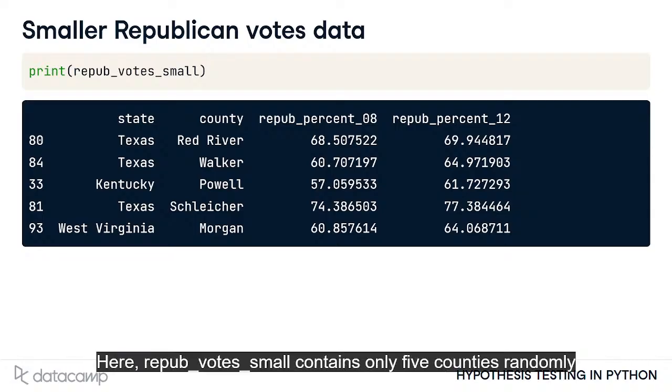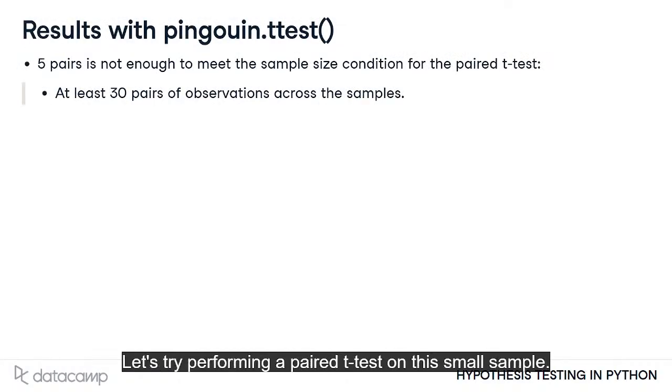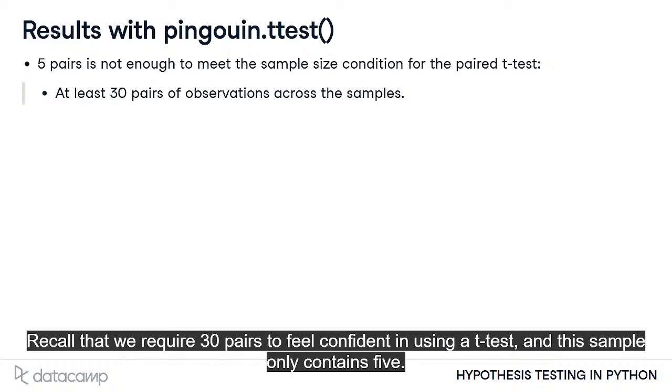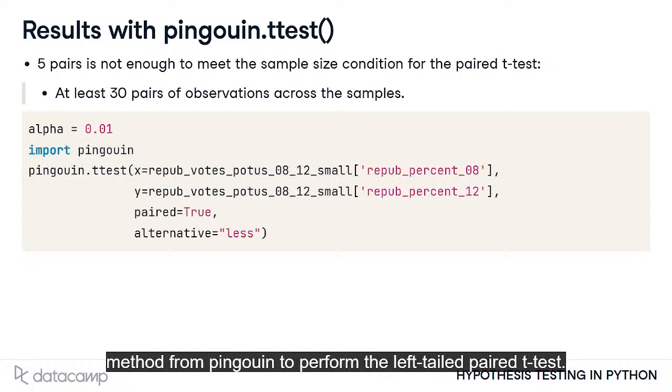Here, repub_vote_small contains only 5 counties, randomly sampled from the larger dataset of 2008 and 2012 county-level returns. Let's try performing a paired t-test on this small sample. Recall that we require 30 pairs to feel confident in using a t-test, and this sample only contains 5. We set a significance level of 1% and use the t-test method from Pingouin to perform the left-tailed paired t-test.